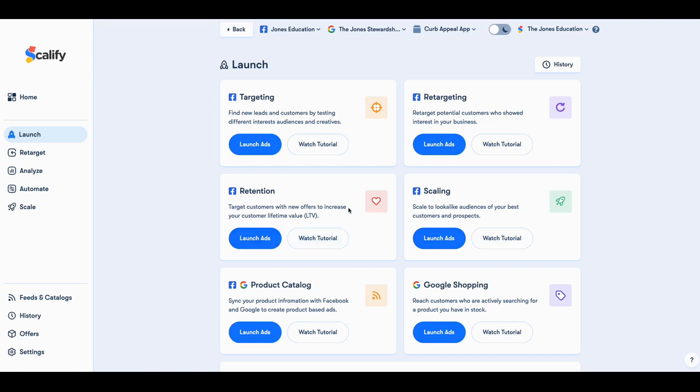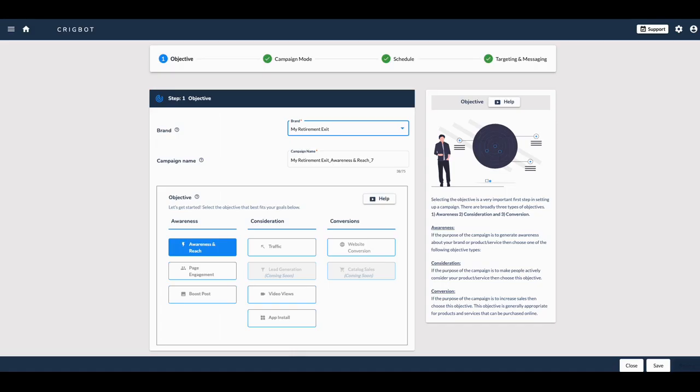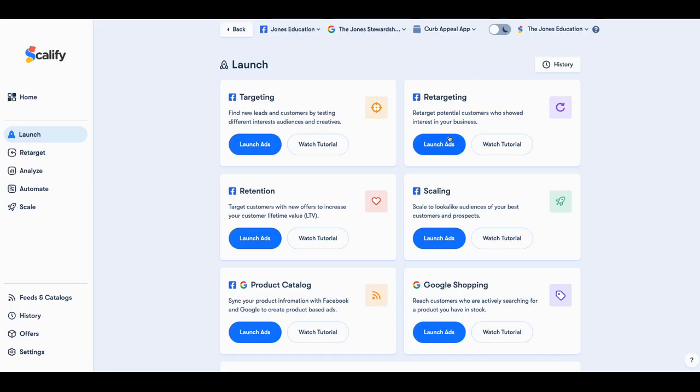Out of the two tools, I would start with a tool like Crigloo. Even if I wanted to use them in combination, because I actually own both, I would start with awareness first, and then consideration. I don't even know if we have conversion over here on Scalify. No, we don't. We just have targeting, retargeting, retention, scaling, product catalog, and Google Shopping.